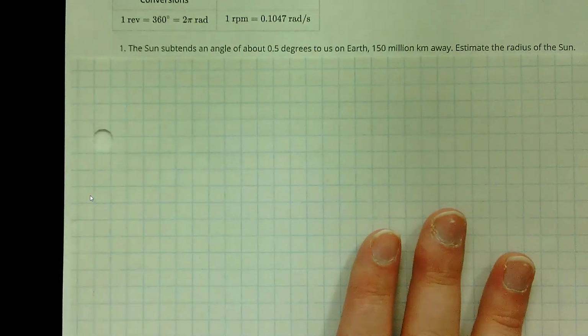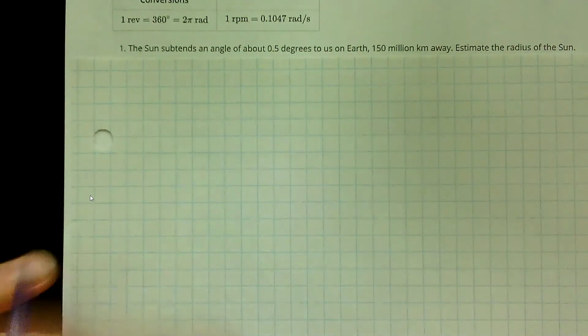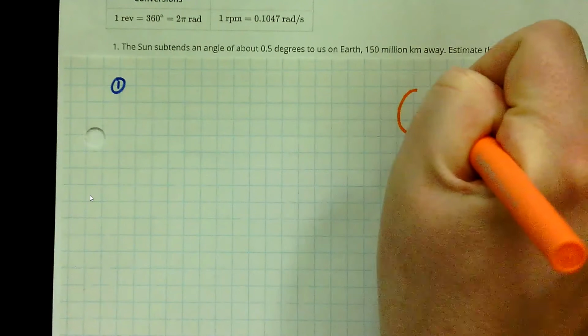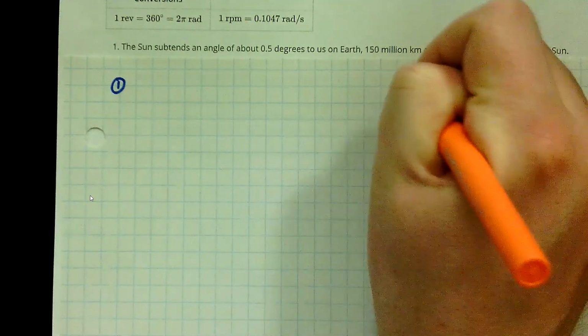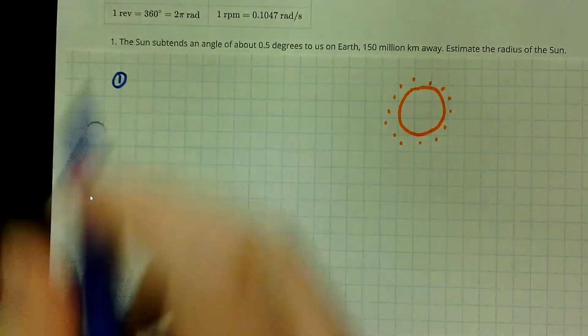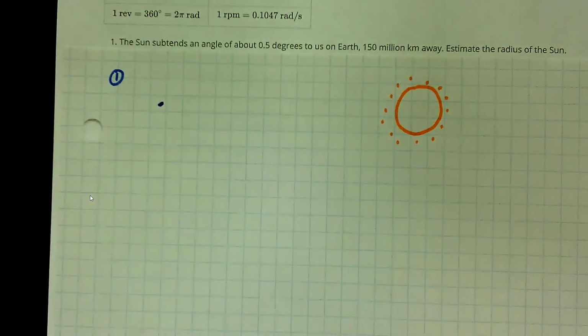All right. So the sun subtends an angle of half a degree relative to us on Earth, and it's 150 million kilometers away. Estimate the radius of the sun. All right, what does that mean? Now the idea is, when I say it subtends an angle, remember, it's an arc length, and it's an arc length that sort of corresponds to that sliver of the circle.